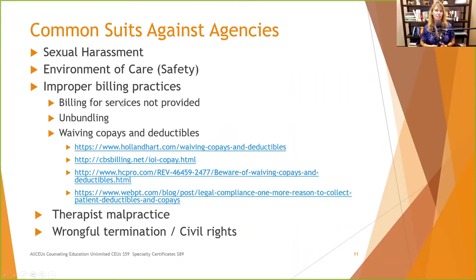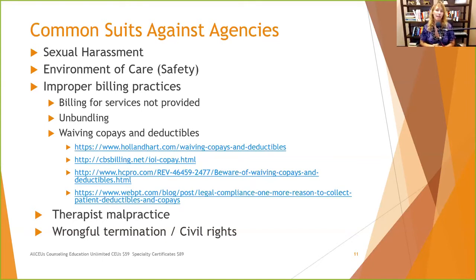Improper billing practices, billing for services not provided. Yeah, it's just, unless you did it, don't bill for it. Unbundling means the insurance company has a rate they give for something like intensive outpatient services that covers the doctor's visit, that covers the individual therapy and group therapy. But you get more money if you bill for each one of those things individually. No. If you're providing IOP, you bill it as an IOP service. And they explicitly say in most contracts that unbundling is a contractual violation.